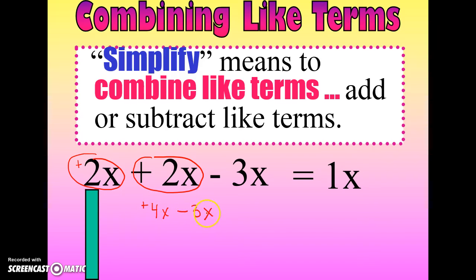Again, like terms, they both have an x. Circle the sign that goes with the number. Are those signs the same or are those signs different? Those signs are different. I'll find the difference. What's the difference between 4 and 3? 1. What do I have more of? Well, I have 4 positives. I only have 3 negatives. So what do I have more of? Oh, goodness, I definitely have more positives. How many more positive? 1 more positive. 1 positive what? 1 positive x.